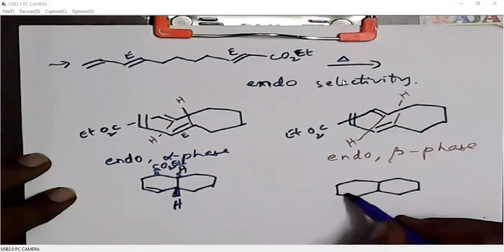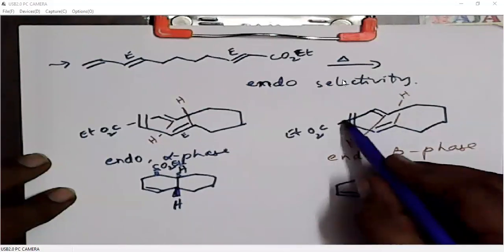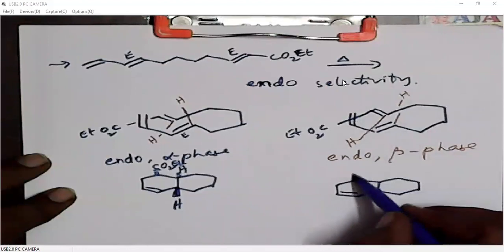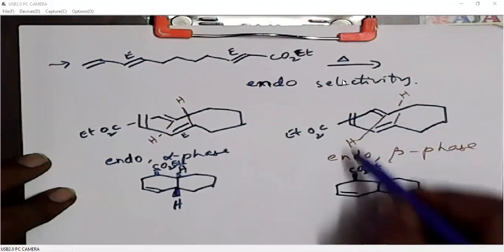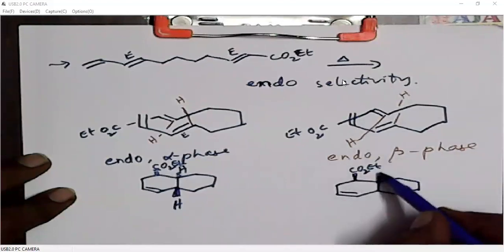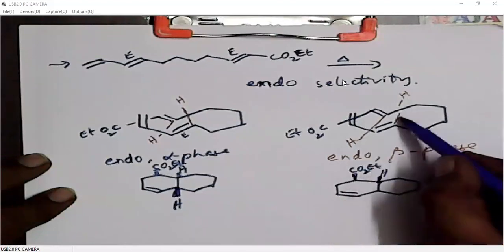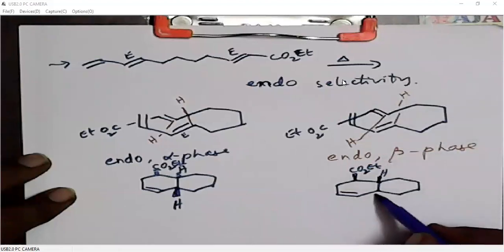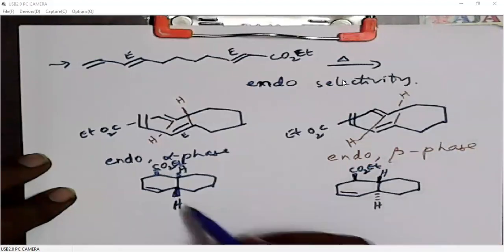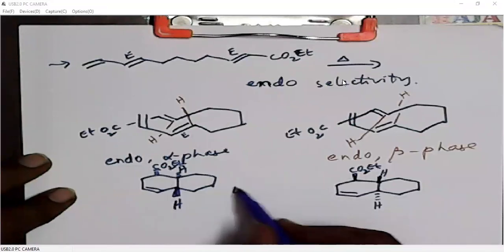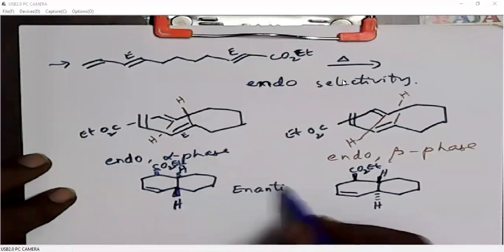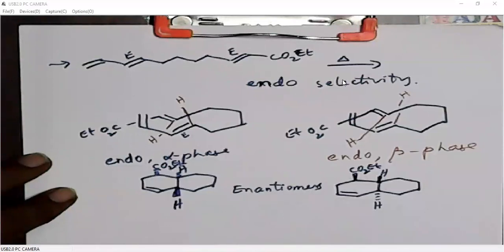So this is from beta phase. So the ester group must be above the plane, CO2Et. This hydrogen, yes, both are in the same plane, so this hydrogen will be above the plane. These two hydrogens are anti, so this will be trans. Of course, it is a trans ring fusion, it is also a trans ring fusion, but see, exactly the stereochemistries are opposite. So it is a pair of enantiomers.